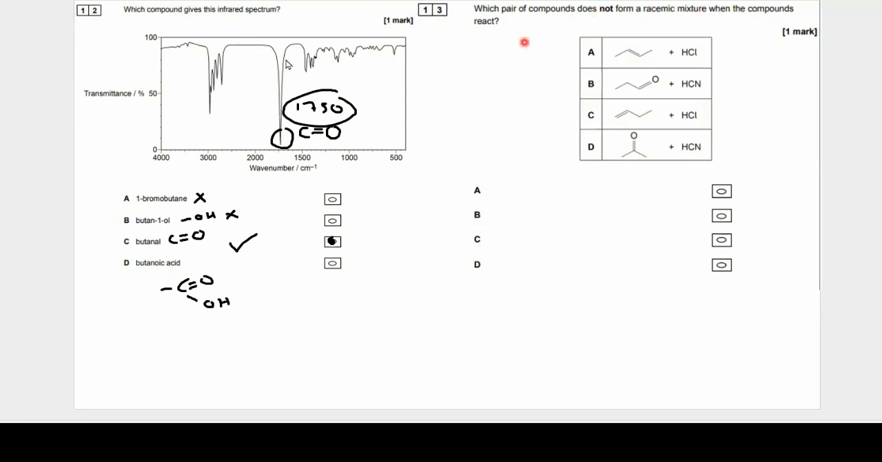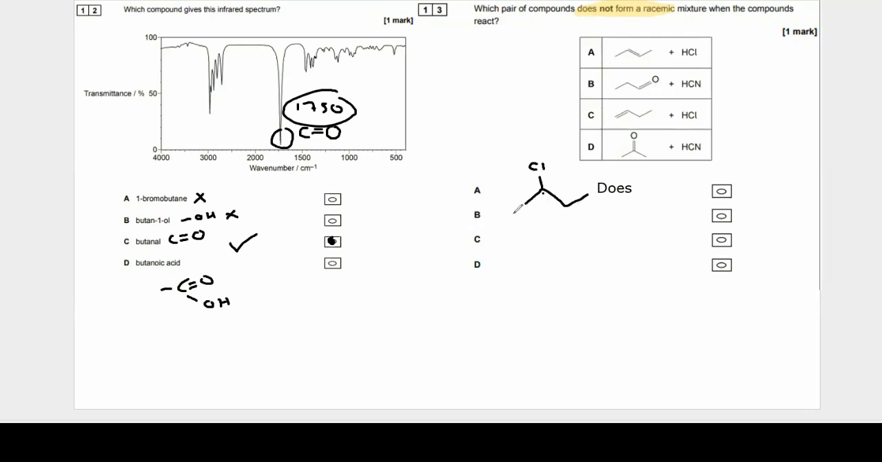Which pair of compounds does not form a racemic mixture when the compounds react? Right. To get a racemic mixture, you need to have a chiral compound. You normally need a planar bond as well, so that it can be attacked by the species either side of the bond. But basically, let's just go through first of all and see if there's one here without a chiral carbon, then it's not going to form a racemic mixture. So we just need to check, is there a chiral carbon in the products?